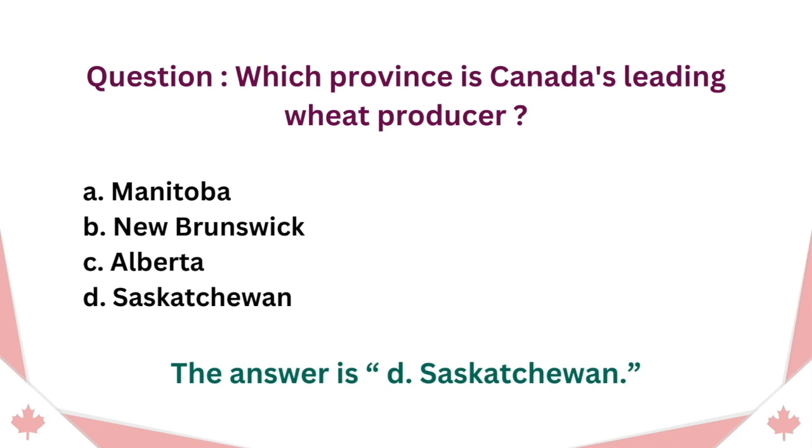Question. Which province is Canada's leading wheat producer? A. Manitoba. B. New Brunswick. C. Alberta. D. Saskatchewan. The answer is D. Saskatchewan.